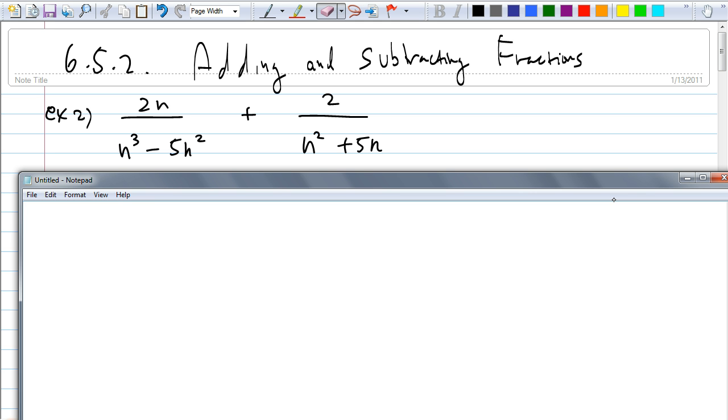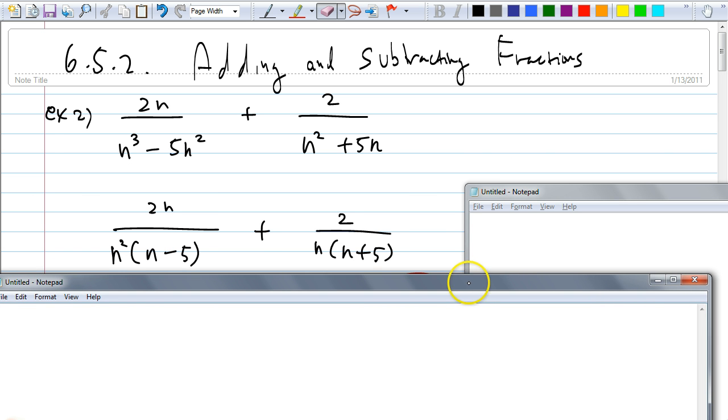Good. Everybody go ahead and write it down. So you should all have 2n over n squared times n minus 5 plus 2 over n times n plus 5.